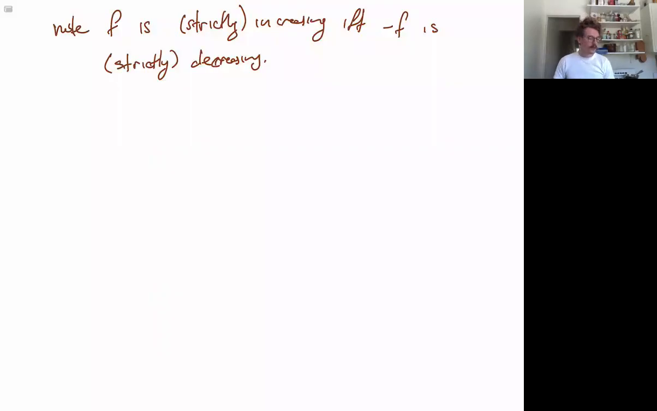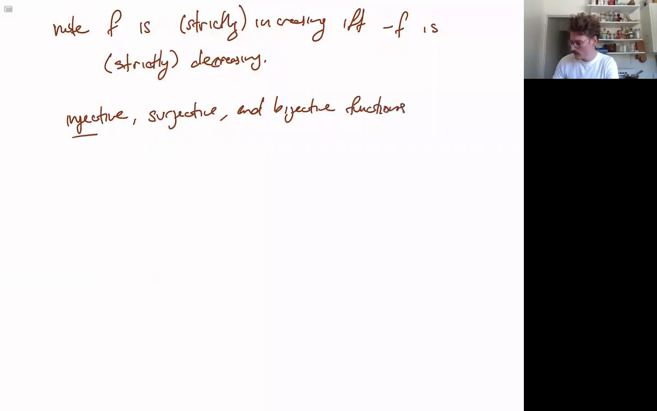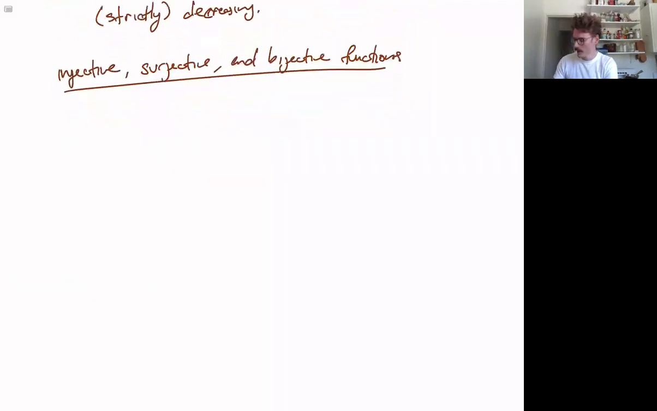So next, let's go over 3 very important properties of functions. And these ones will apply to any functions, not just those going from or to the real numbers. They're called injective, surjective, and bijective. So let's get straight in.